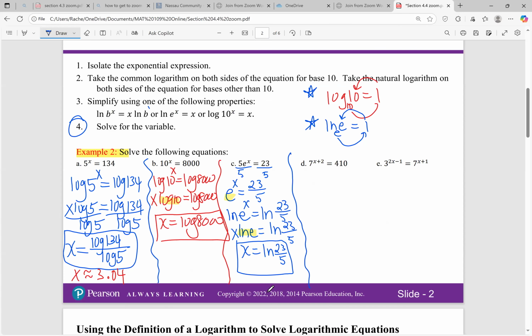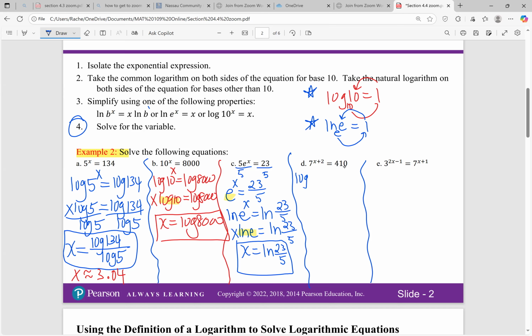So let's look at the next one. For D, we have 7 to the x plus 2 equals 410. So we want to free the exponent, right? Because right now x is tied up in the exponent. So I want to be able to use my power rule, but first I got to take the log of both sides. We're not in base e this time. So usually I only use the natural log, ln, if we're in base e. Any other base, I usually just use the common log, log. Unless you're doing the homework and the homework asks you to specifically use the natural log, then use it. Honestly, you could use either one. It doesn't matter.